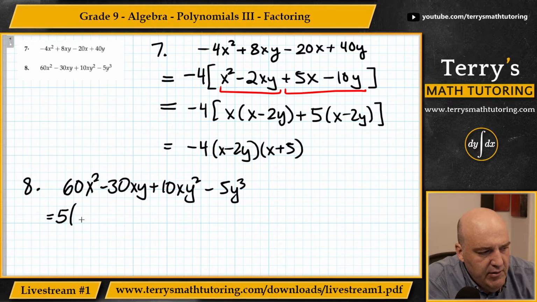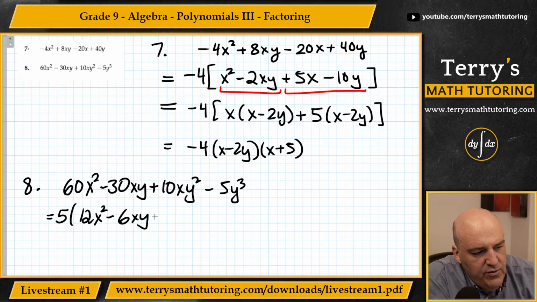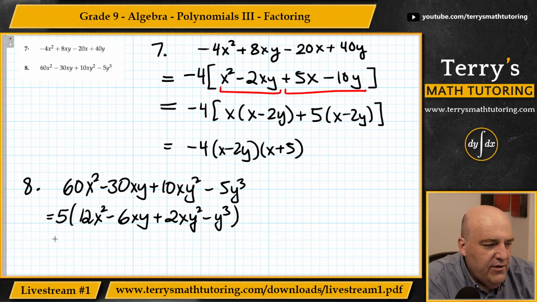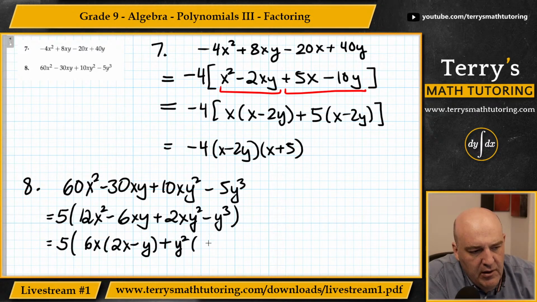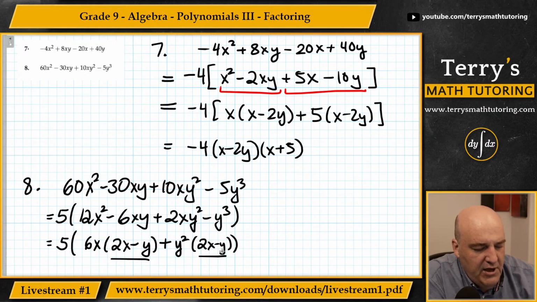So let's do that. So we get 12x squared minus 6xy plus 2xy squared minus y cubed. Oh, I forgot to write square brackets, so that's okay. So what's common on this pair is a 6x. And then I have 2x minus y. There's a plus here, so there's a plus there. What's common here is y squared. And then I get 2x minus y. I notice these are the same, so I'm happy about that.